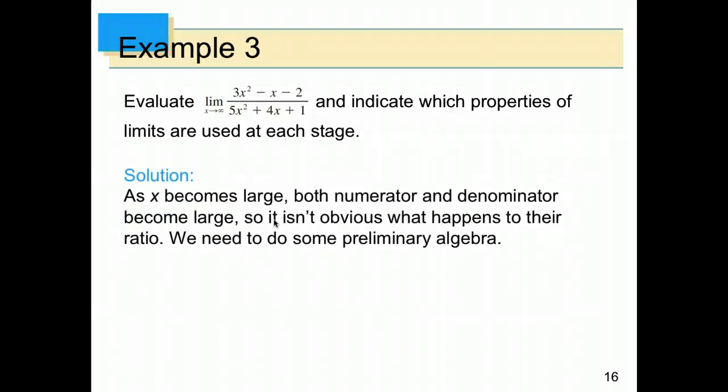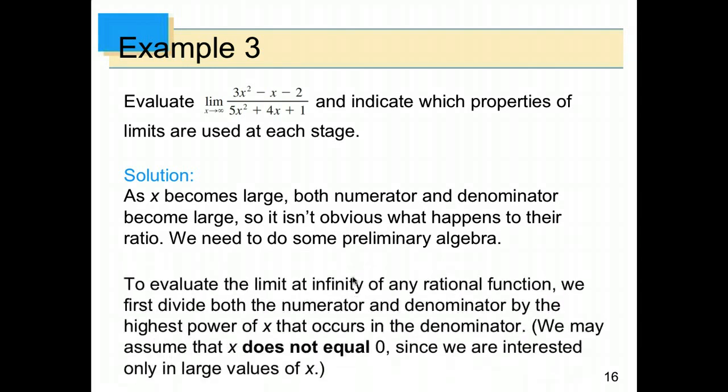So, as x becomes large, both the numerator and denominator also become large. So it's not obvious what happens to their ratio. We need to do a little bit of algebra first. Now, to evaluate the limit at infinity of any rational function, which this is, we first divide both the numerator and denominator by the highest power of x that occurs in the denominator.